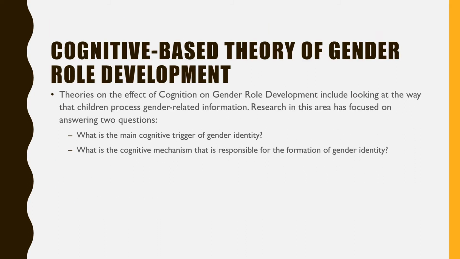Now, in terms of cognitive-based theories of gender role development, these theories focus on the effect of cognition on gender role development, included looking at the way that children process gender-related information. And research in this area has really focused on two main questions. What is the main cognitive trigger of gender identity? And then what is the cognitive mechanism that is responsible for the formation of gender identity?